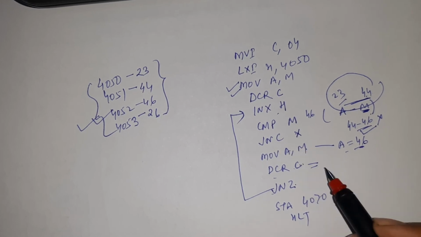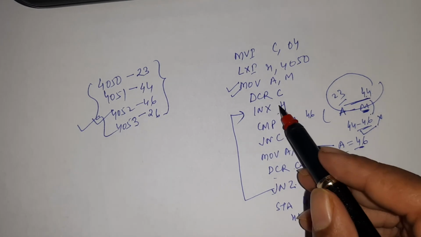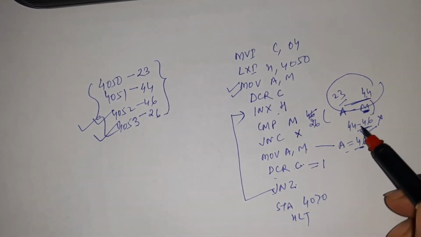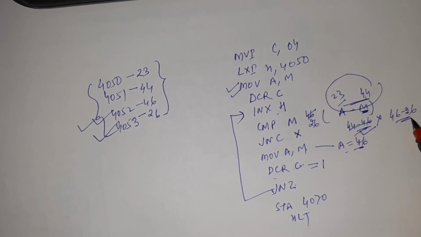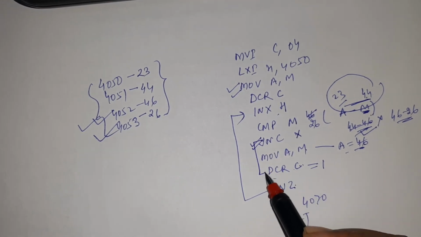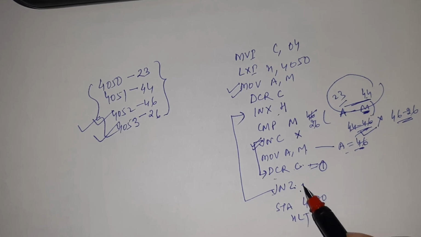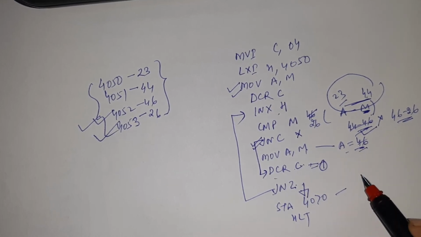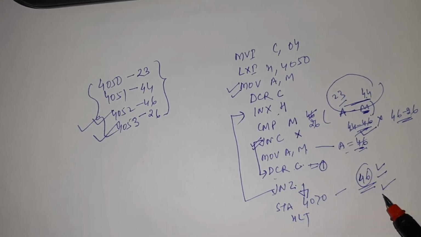Here value of C is 1. Again it is not 0, again jump. Now it will take 26 here. Then 46 minus 26 means there is no carry. This condition is true now. Then it will jump here. Value of C is 0 and it is 0. Then it will come out, and what will we get? We will get 46 in accumulator, and this is the largest number.